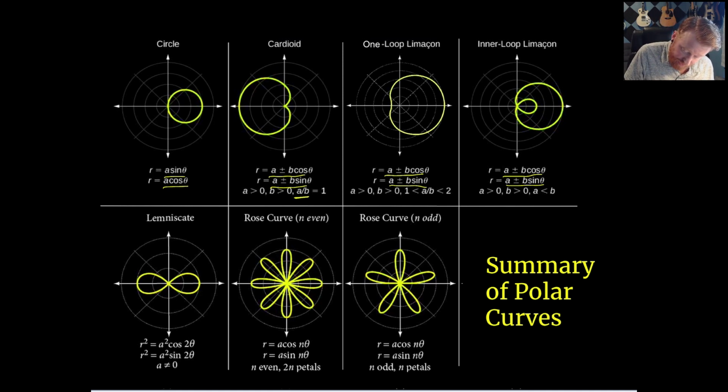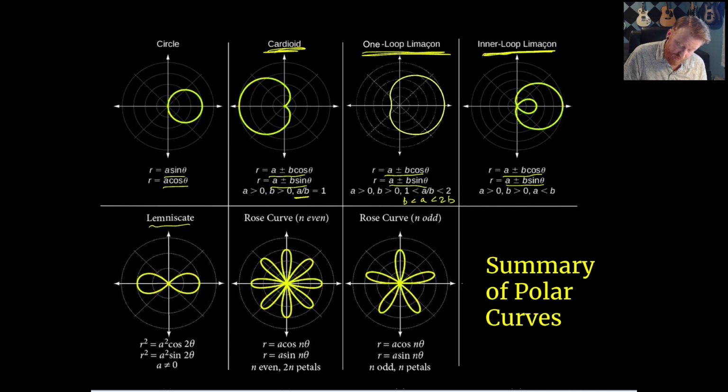So this is saying it in a bit of a different way than I did before, but a divided by b equals 1 means that a and b are exactly the same. That's when you get the cardioid. The one-loop limaçon is when a divided by b is between 1 and 2. So this means that a is bigger than b, but less than 2b. So maybe I can write that on here. This says that a is bigger than b, but it's less than 2 times b. Or if a is less than b, then we get the inner loop limaçon. So cardioid, a and b are equal. 1 loop if a is bigger than b. 2 loops if a is less than b.